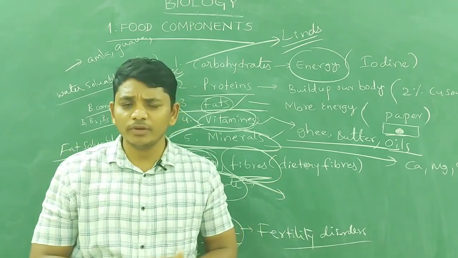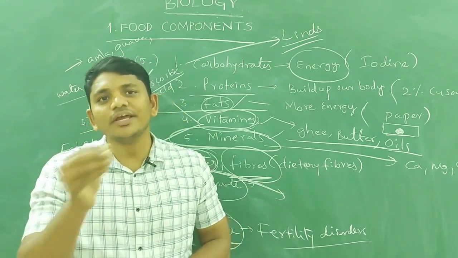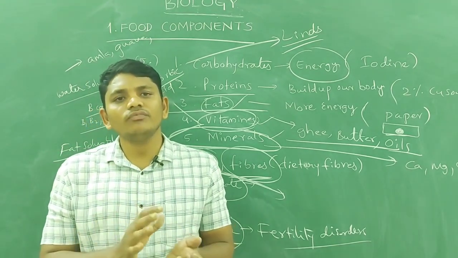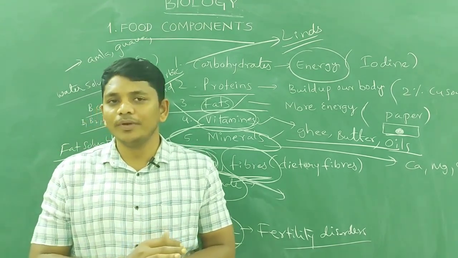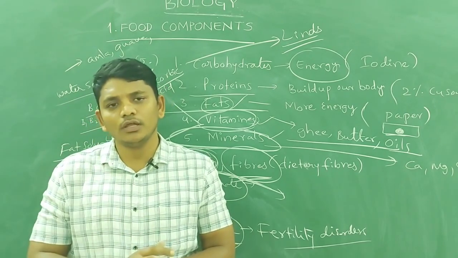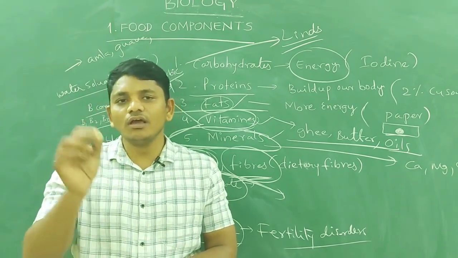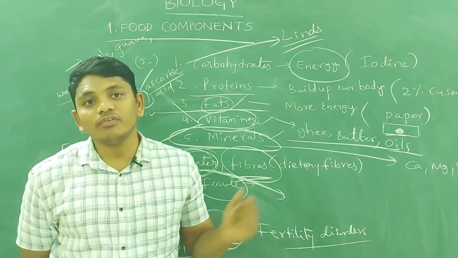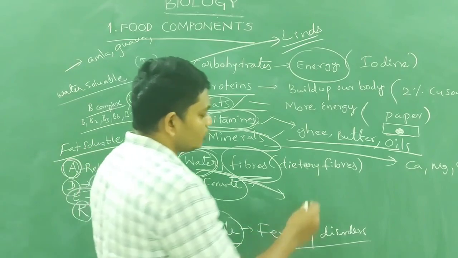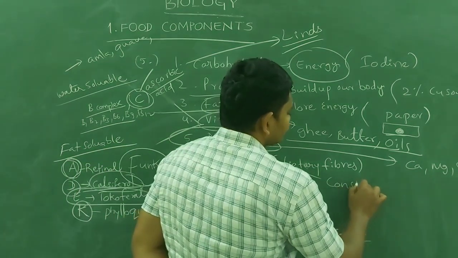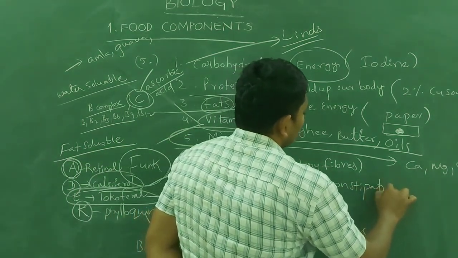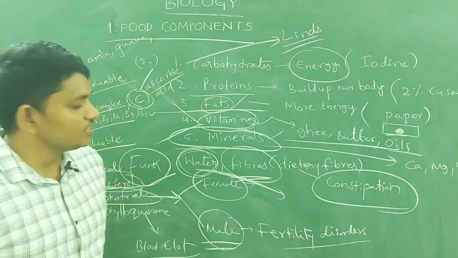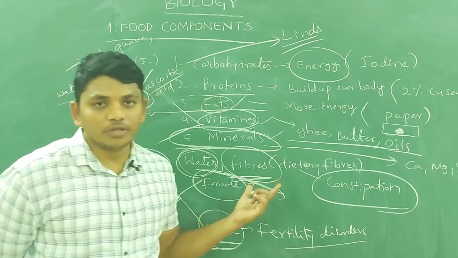Dietary fibers are very important. They only help in digestion. If there are no fibers in the food material, if they are less in the food material, if there is a deficiency of dietary fibers in our food material, then we will face a disease called constipation. So constipation only occurs in the deficiency of dietary fibers.